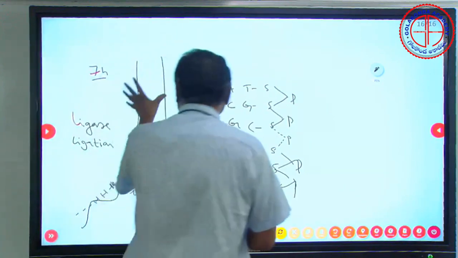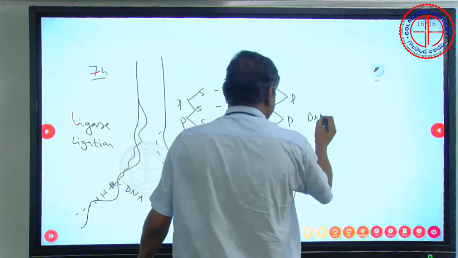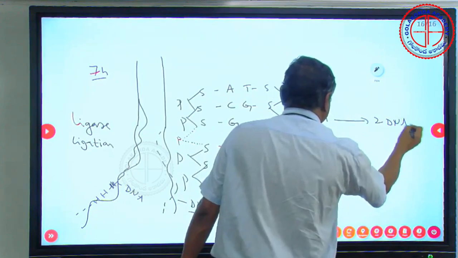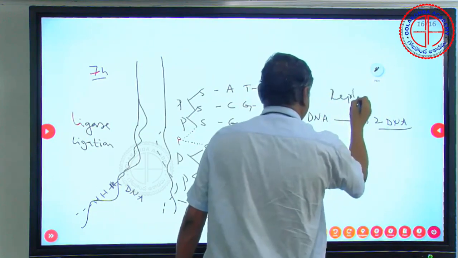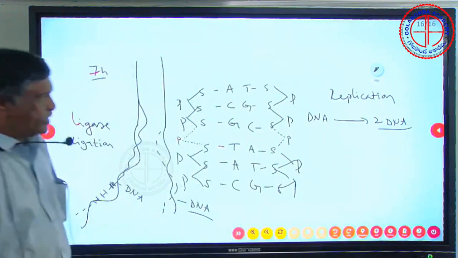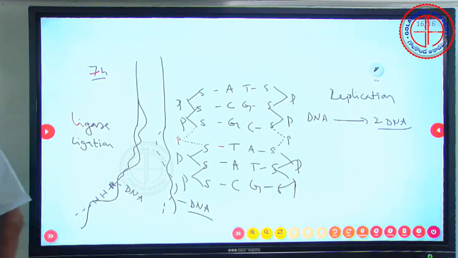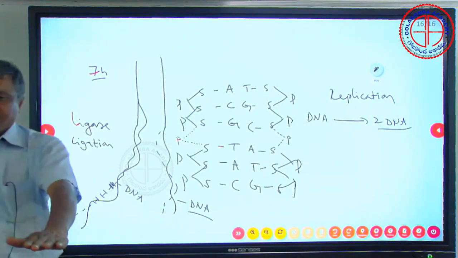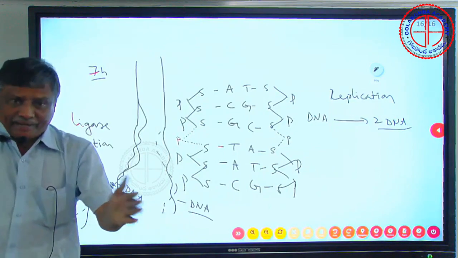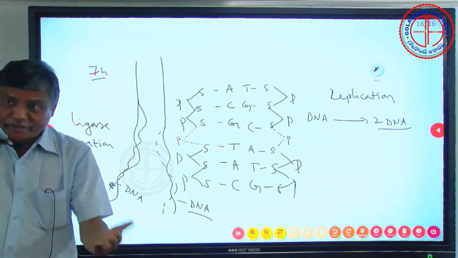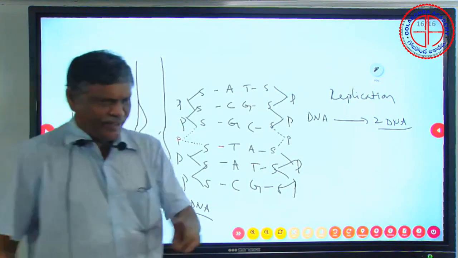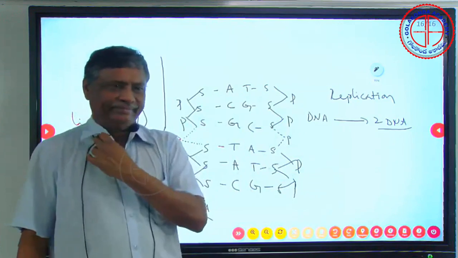Means how many mother DNAs here? One. Synthesized to how many DNAs? Two. Yes, it is nothing but replication, also known as duplication. Means DNA synthesized to DNA, giving 2 DNAs.